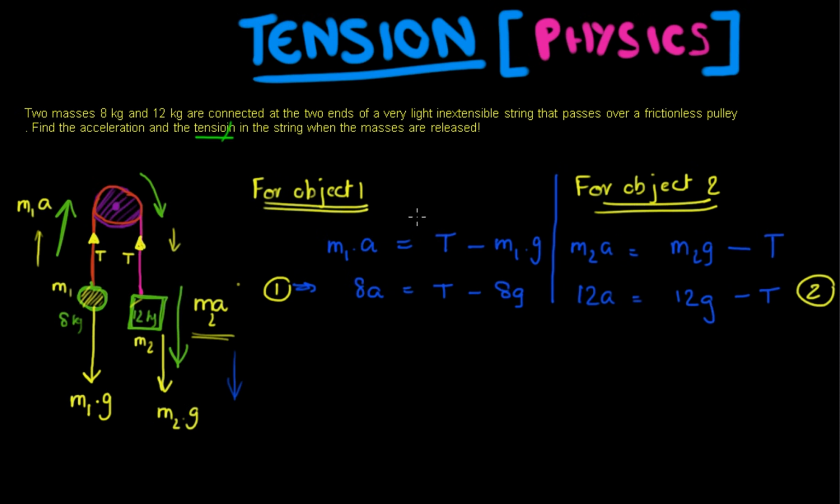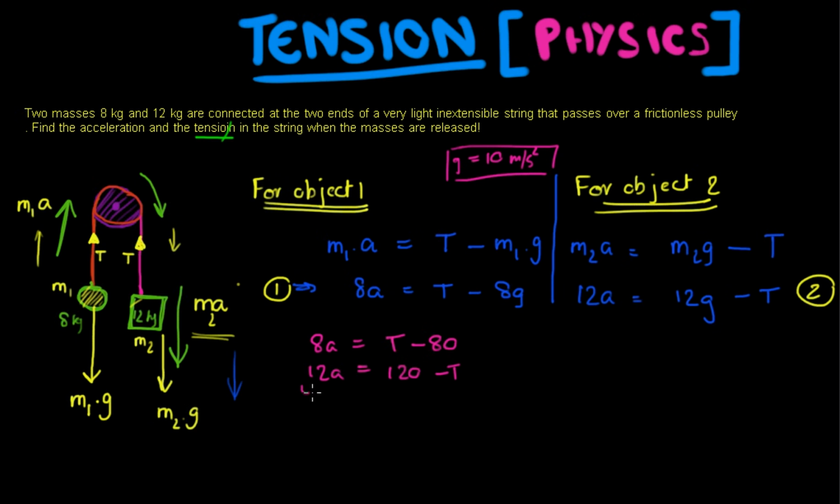Now from the first and the second equation, we can calculate the values of a and T. Now g is, of course, something we know. Let's assume that g is equal to 10 meters per second squared. That's the gravitational acceleration on Earth, and this is just an approximation because it's actually 9.8 meters per second squared. So we have 8a is equal to T minus 80, and 12a is equal to 120 minus T.